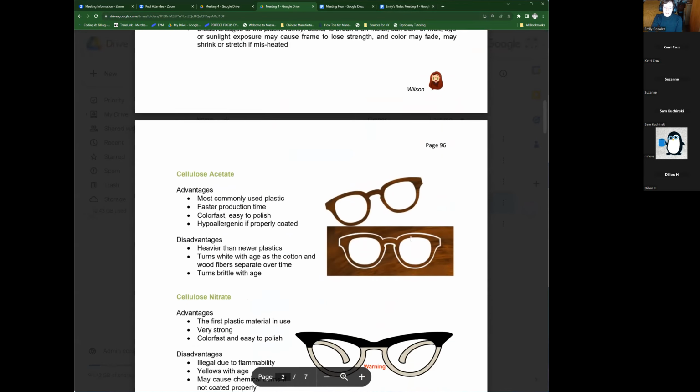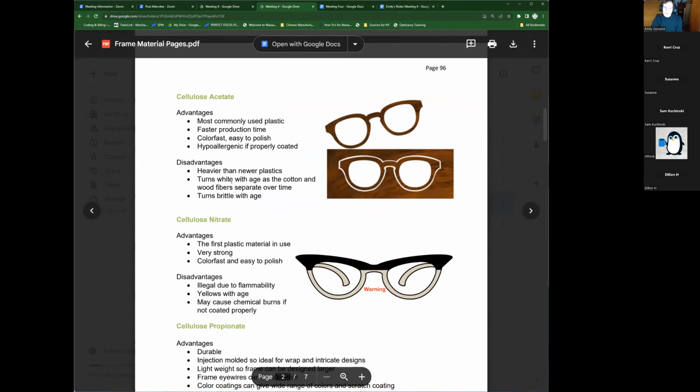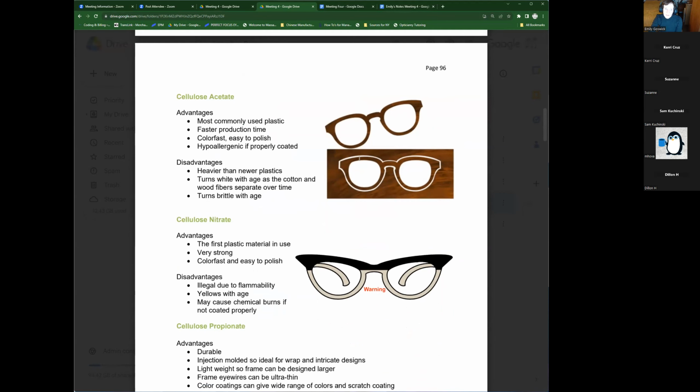I thought the parts about the xyl frames, the cellulose ones, were really interesting. If you read through, there's some crazy stuff, like the cellulose nitrate being illegal because of its flammability. That's kind of an interesting thought. Okay, it's flammable, all right. So does that mean when someone's smoking, or when someone's cooking, how does this come about?